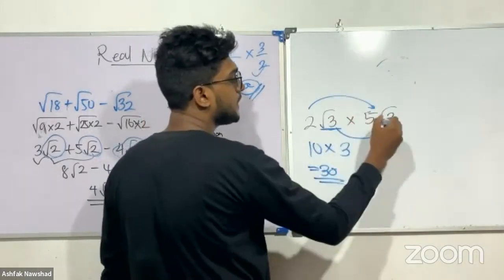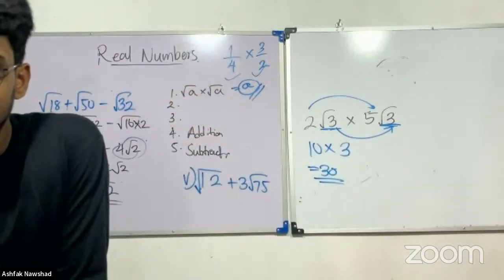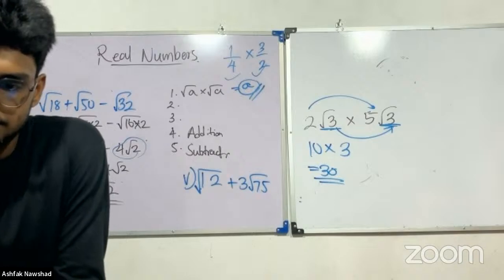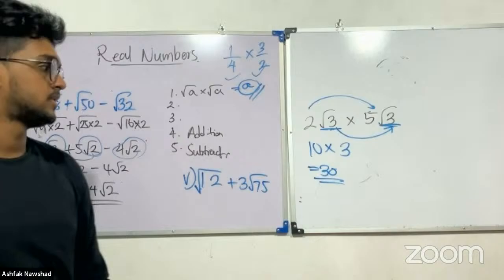The root gets removed, the reason being we are multiplying the same number. Is it clear? Yes, great. Good.